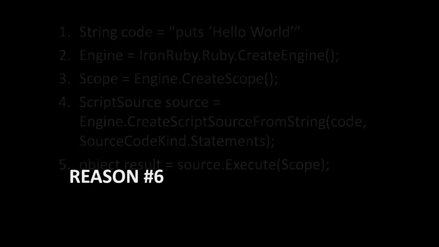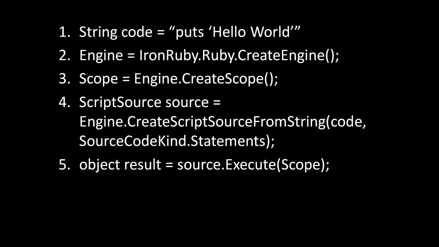Finally, reason number 6. If you are writing a C# application, you can embed the DLR and IronRuby into your application. It requires 5 lines of code, and 1 line will declare which code you want it to execute. Simply create an engine, you create a scope, so it can store any variables and any method declarations. Create a script source, so it can actually have some awareness about the code and do all the parsing. Call execute, job done. That's IronRuby and the DLR hosted within a C# application.